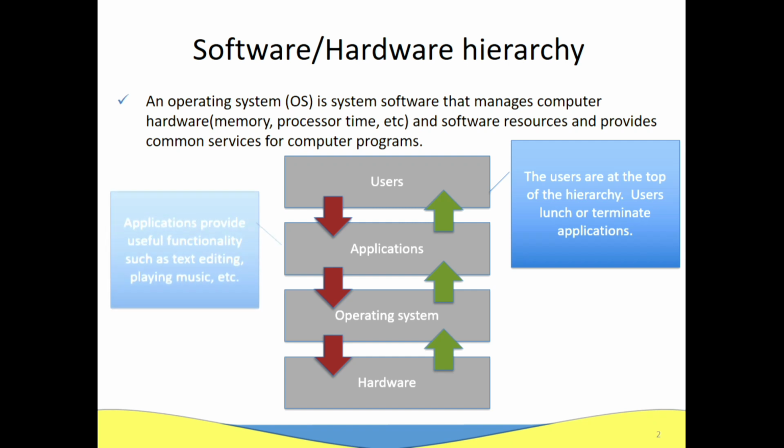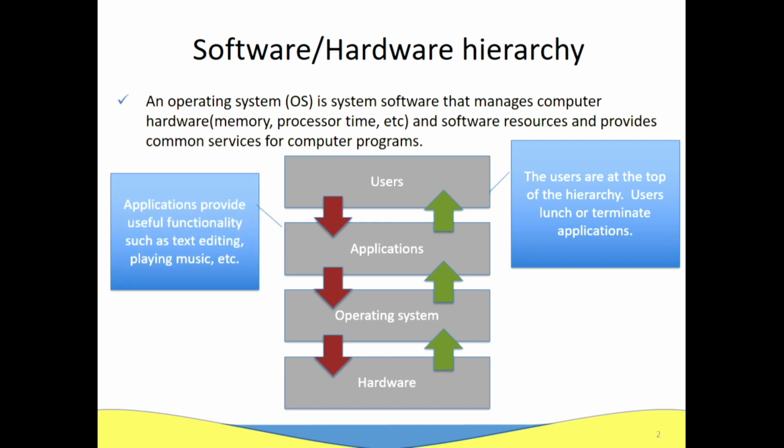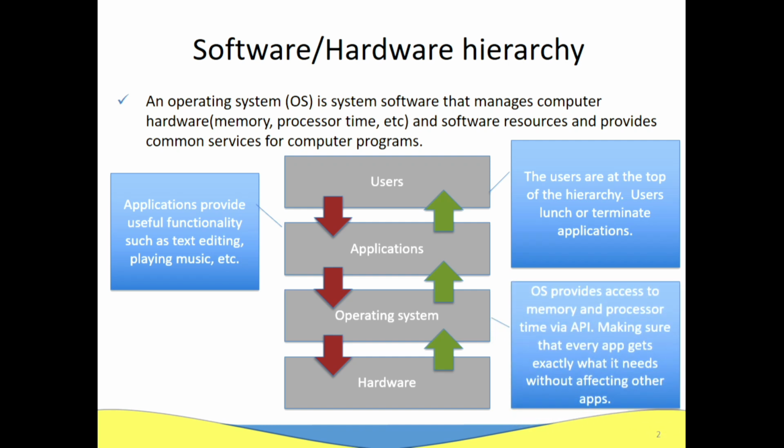The next layer represents applications. Applications provide useful functionalities such as text editing, playing music, or sending messages in a chatting program. The third layer is the operating system itself. The operating system provides access to the memory and processor via an application programmable interface, a short API.